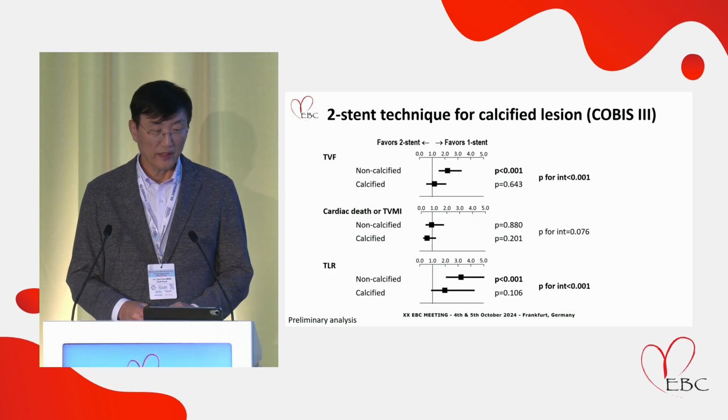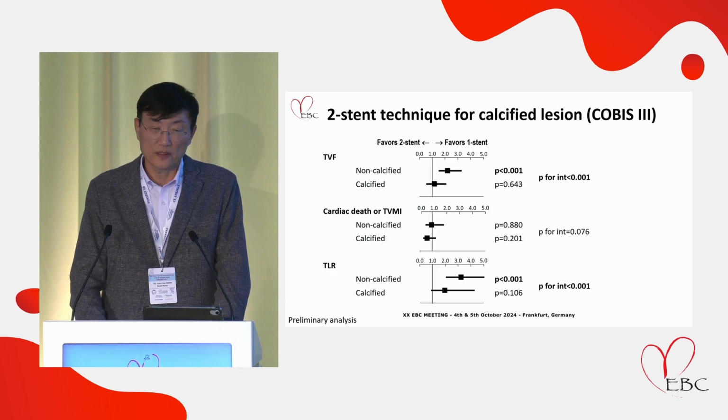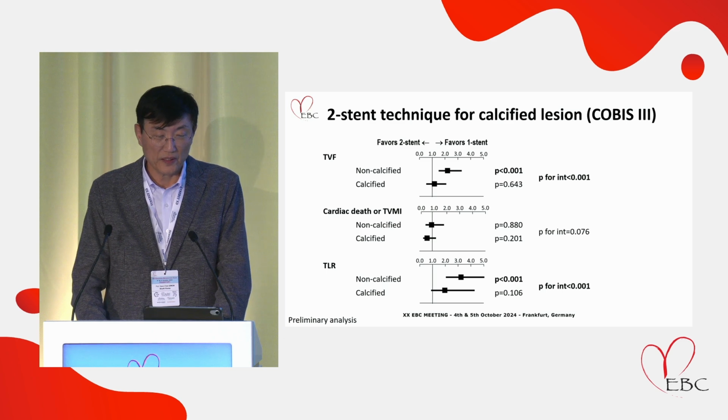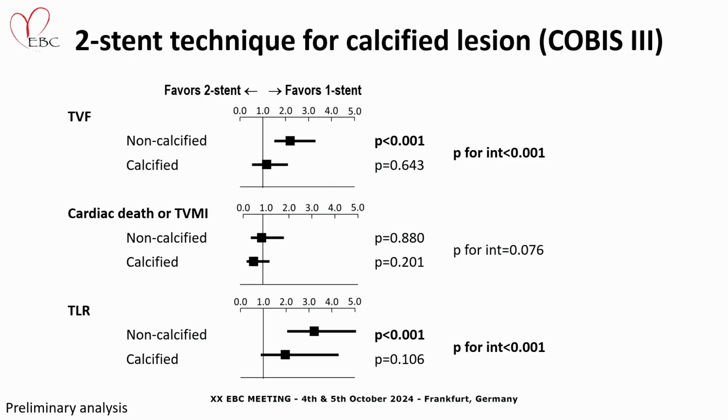Okay, lastly, I'd like to talk about the two-stent technique for calcified lesions. In the COBIS-3 registry, you can see TVF is better with the one-stent technique in non-calcified lesions. The difference is quite comparable between one-stent and two-stent in the calcified lesion. This P for interaction is quite significant. This is true for TLR rate, and for cardiac death or target vessel MI there is a trend for significance in the P for interaction.